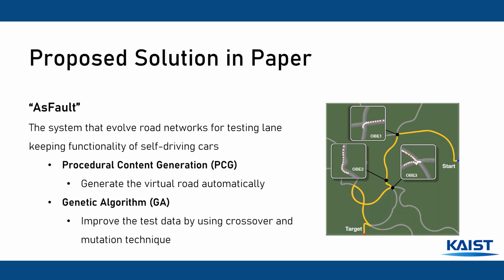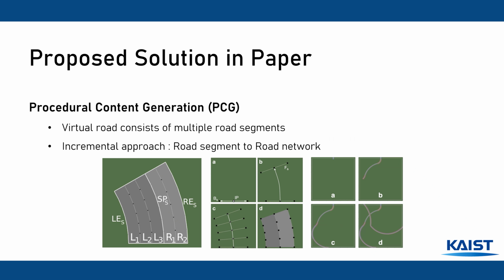First, PCG is an automatic virtual road generation method. The virtual road consists of multiple road segments. The first figure shows an example of a road segment. PCG applies an incremental approach. It generates the whole road map from the road segment to the road network. The second and third figures show examples of the road map generation process. It randomly generates road segments and makes the road by connecting them. Also, the road network is formed by combining generated roads.